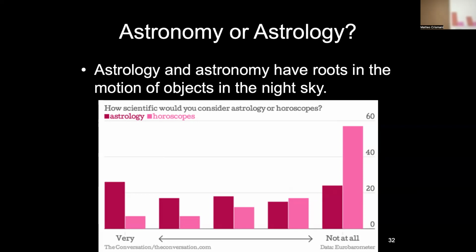Okay. Most people from this Eurobarometer website said that horoscopes are not very scientific, but astrology somehow is. I think that is because it's very easy to confuse these two ideas. But astrology is the same as horoscopes, right? Astronomy is like how far away is the sun, right? Okay, different concepts. They deal with different matters.